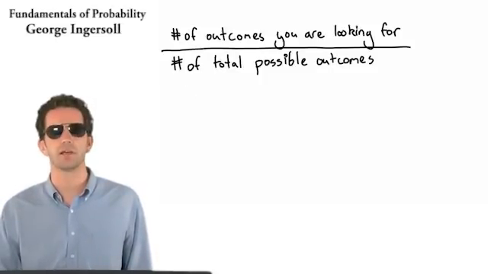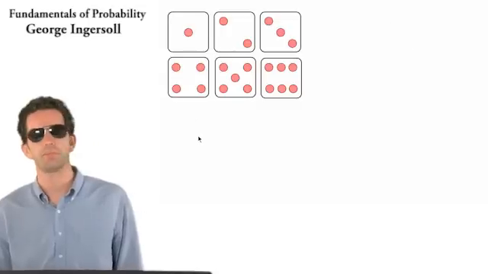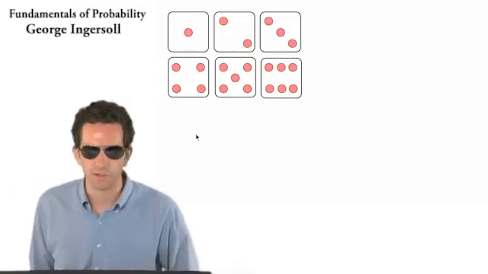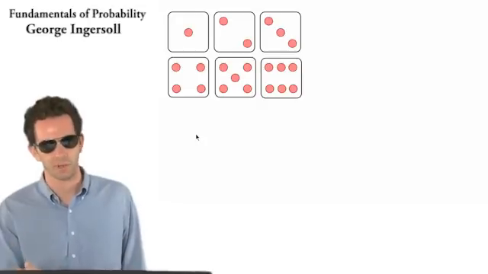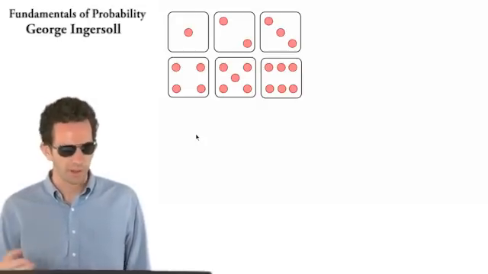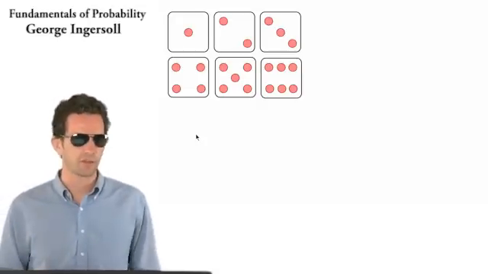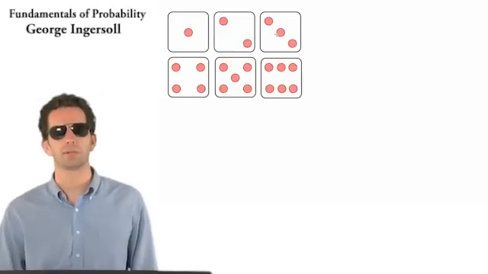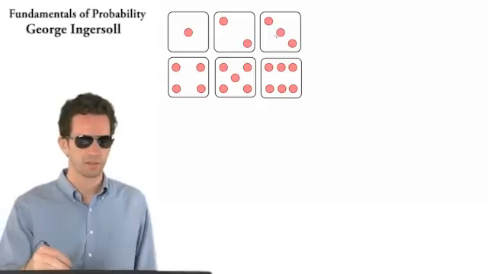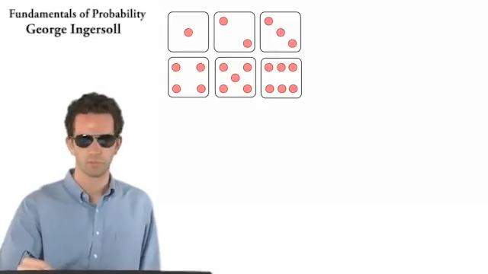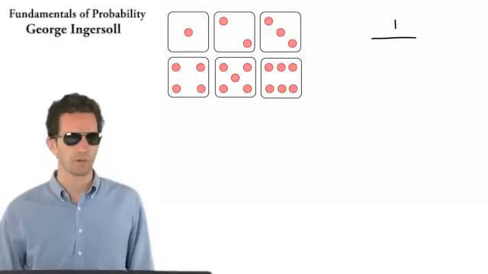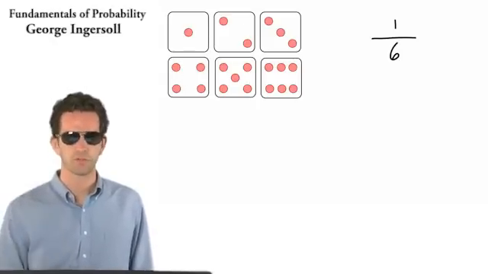Let's take an example for illustration. Let's suppose you're rolling a six-sided die. This is a six-sided die right here, and you're interested in, now I know this is very basic, you guys are going to get this, the probability of rolling a 3. So in that case, we have one possible outcome that we're looking for, one outcome, which is rolling a 3, over a total of 6 possible outcomes. So that's rolling a 3.